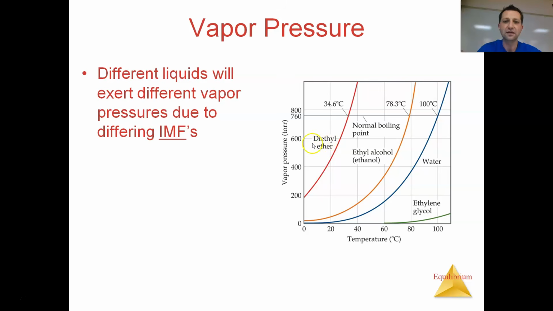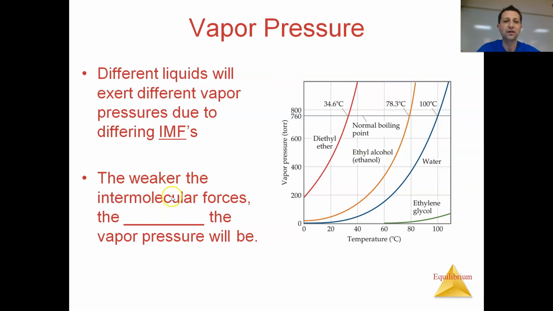We have diethyl ether, which is very London dispersion-y. Okay, there's really no hydrogen bonding there, right? It's more nonpolar. We have ethanol, which has two carbons and then an OH group at the end. Then we have water, which we're familiar with. So we have the three of those there, and actually ethylene glycol down here in green. I always miss that one. The weaker the intermolecular forces, which in this case would be diethyl ether, the higher the vapor pressure is going to be. So we'll review from our previous unit.